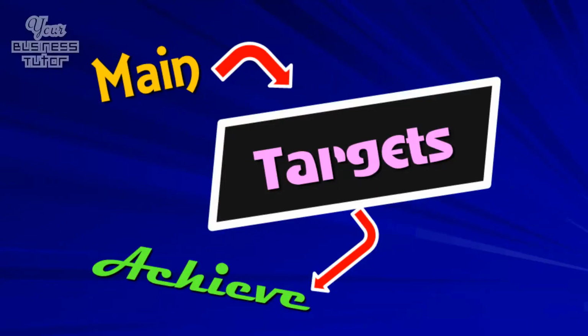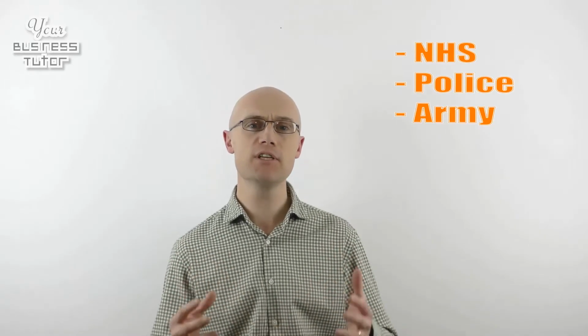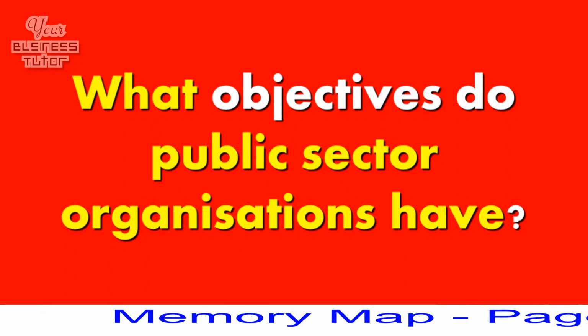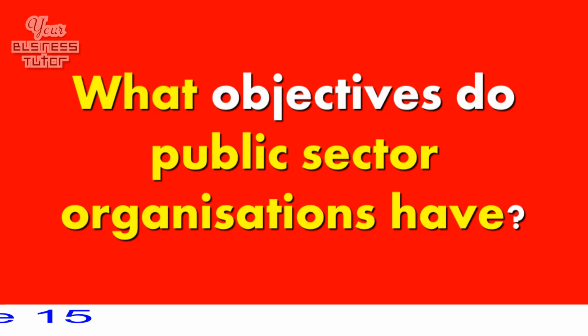You remember from the first part of this topic that we stated an objective was a major target that a business wants to achieve. And then we went on to look at the objectives of private sector organisations. Well, now we want to turn to the objectives of public sector organisations, such as the NHS, police and army. In other words, the objectives of organisations owned by the government. So what objectives do public sector organisations have?